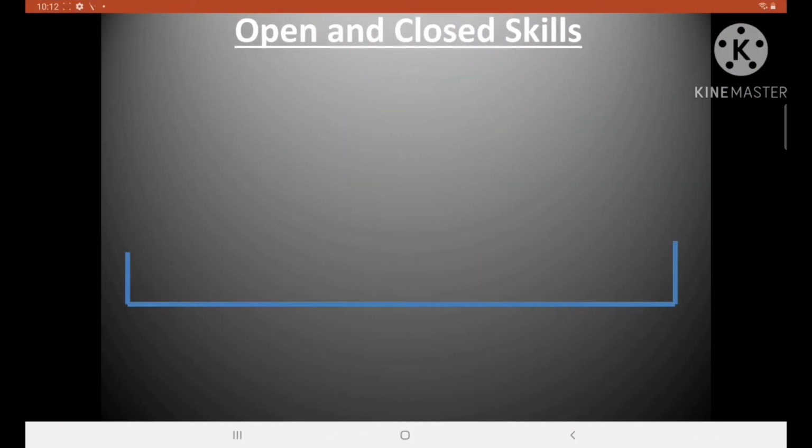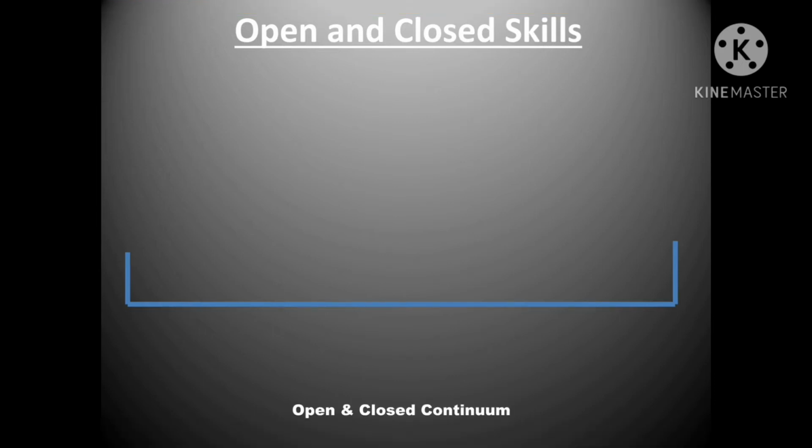Now, this blue line you can see, that's what we call the continuum. And this is our open and closed continuum. It's basically like a scale from one extreme to the other. So one extreme, we've got open, and the other end, we've got closed skills. Now, some skills will fit in between. We're going to primarily look at ones that fit nearer to those extremes.